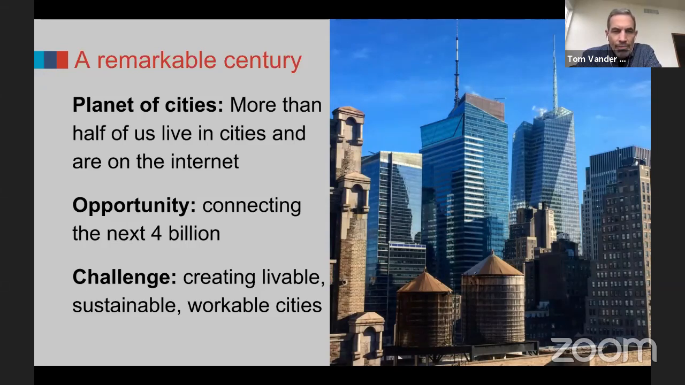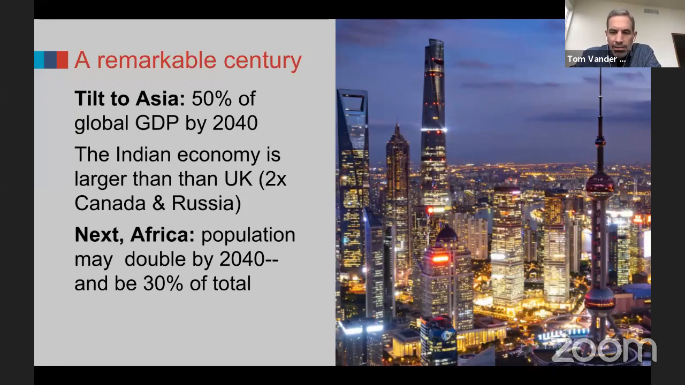And it's going to be at 5G speed. So connecting people at what is now sort of unbelievable speed is a really amazing learning and working opportunity. I guess the challenge of that is, now that we all live in cities, how to create livable, sustainable, workable cities. Second thing is, in the last 20 years, we've really seen a tilt towards Asia.